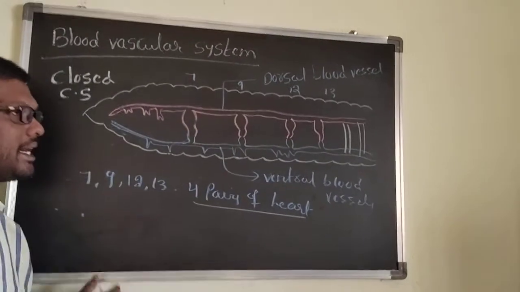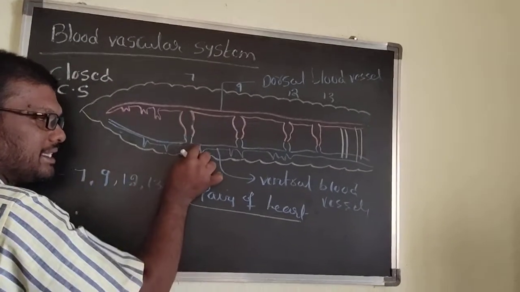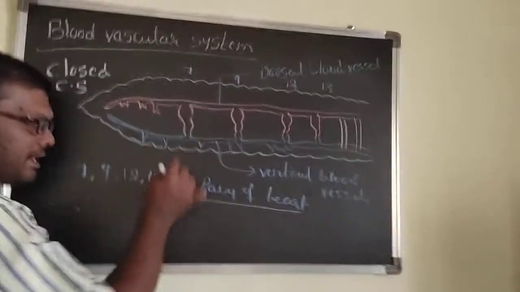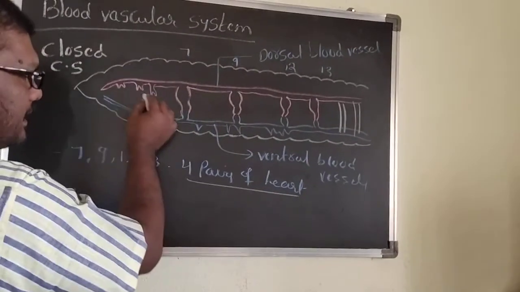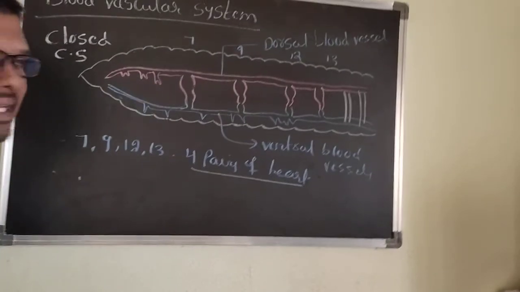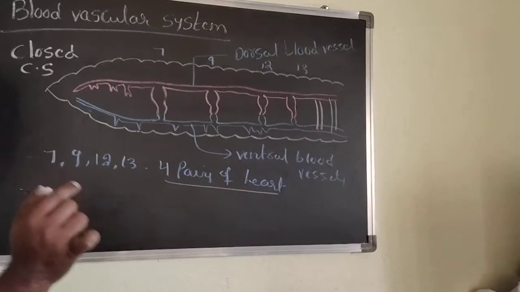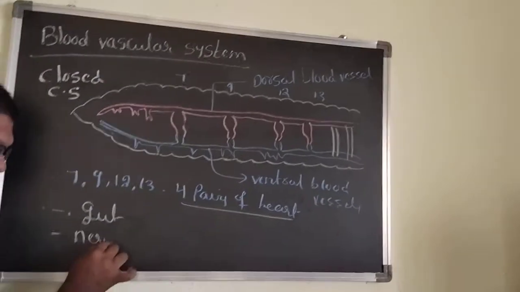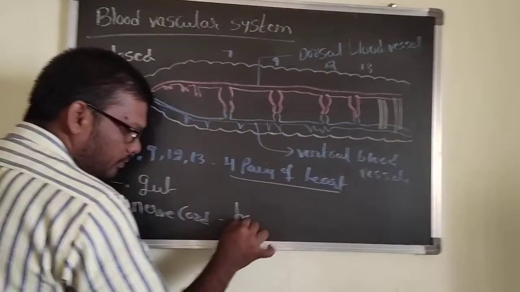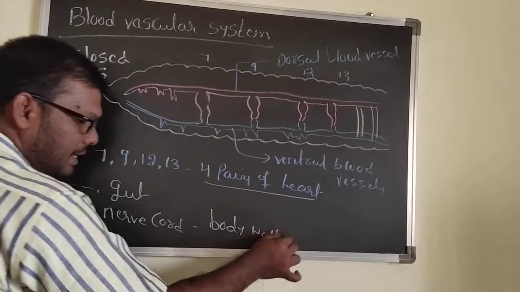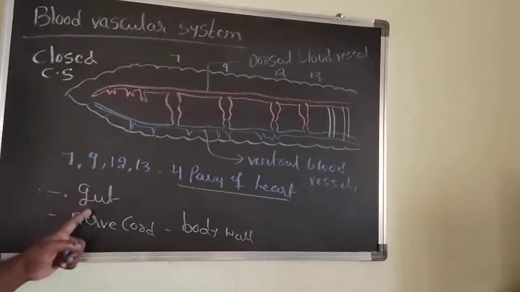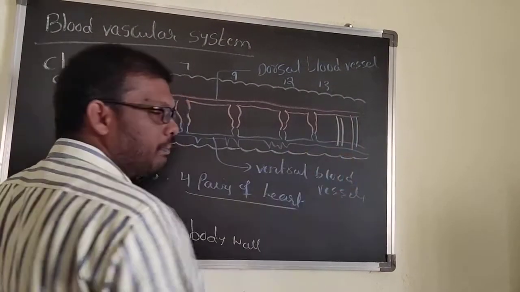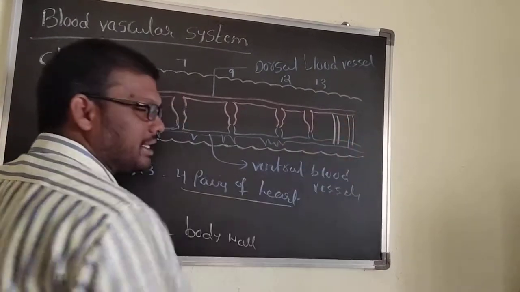This heart is connected to the dorsal blood vessel and the ventral blood vessel. And here they have many small blood vessels present. These smaller blood vessels supply the blood to the gut wall, nerve cord and the body wall.